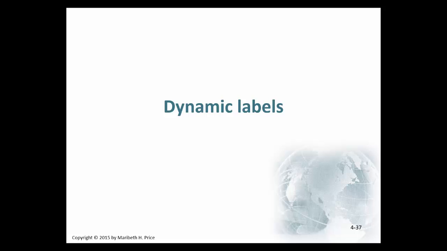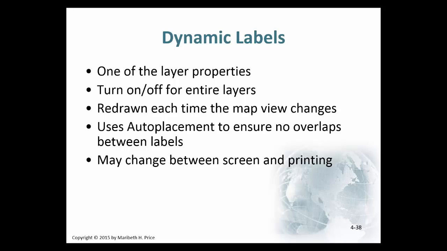Labels are another important part of a good map. ArcMap uses dynamic labels, which means the text value is linked to the particular attribute value. When one is changed, the other changes with it. Labels are a property of a layer and controlled by the Labels tab. They are on or off for the entire layer and are redrawn each time the map refreshes.